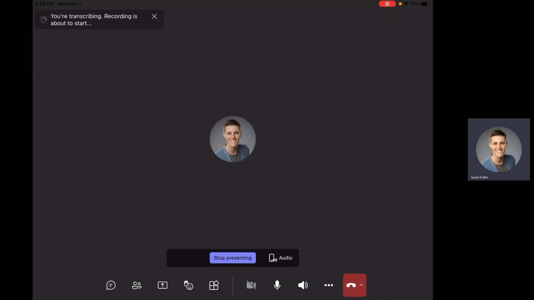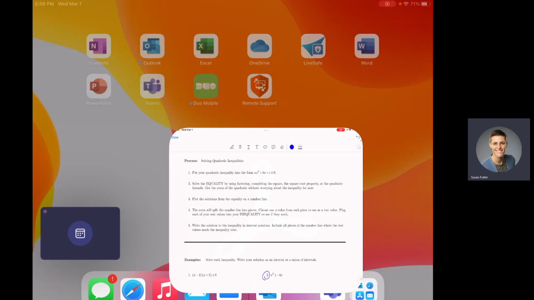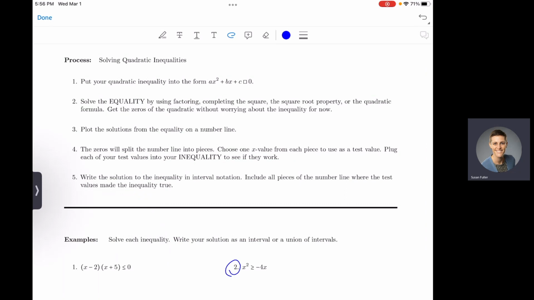Hello, everyone. I wanted to do a quick video to help you with a couple of extra examples of solving quadratic inequalities. So we did get to one example here in class, but I wanted to give you a couple more just to help with this.